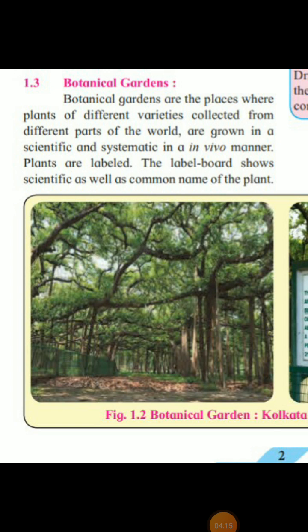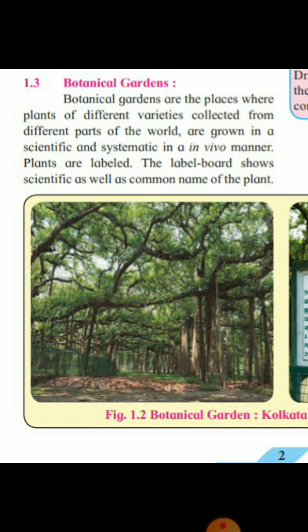Next is botanical gardens. Botanical gardens are places where plants of different varieties collected from different parts of the world are grown in a scientific and systematic way in an in vivo manner. Okay, so in vivo manner means in nature, in the open. Plants are labeled. The label board shows scientific as well as common name.